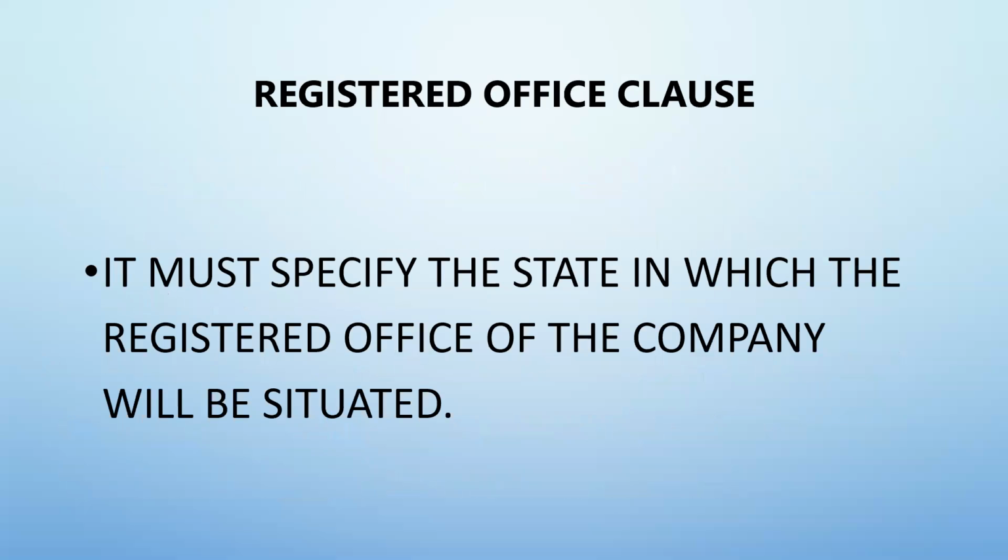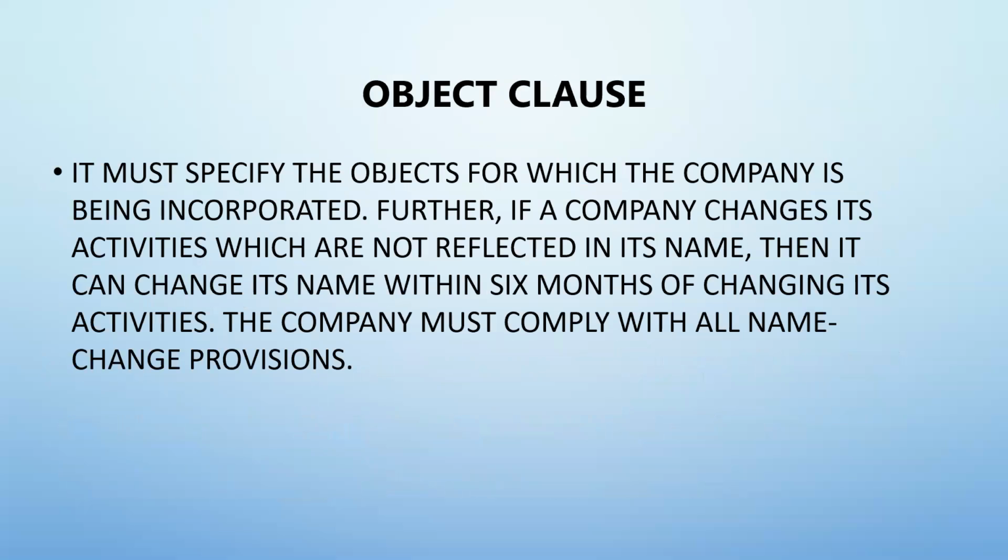registered office clause. It must specify the state in which the registered office of the company will be situated. Object clause. It must specify the objects for which the company is being incorporated. Further, if a company changes its activities which are not reflected in its name, then it can change its name within 6 months of changing its activities. The company must comply with all name change provisions.